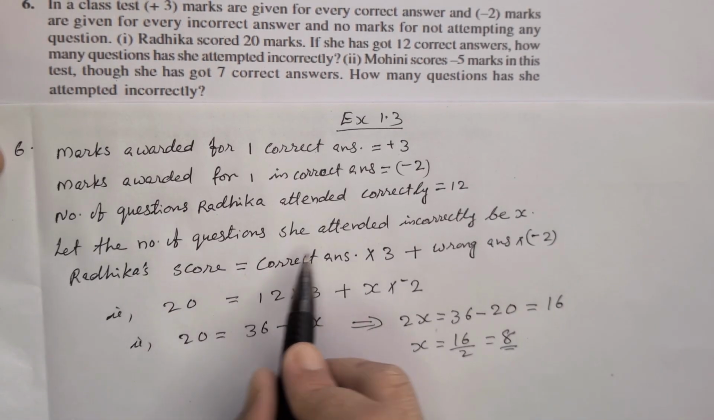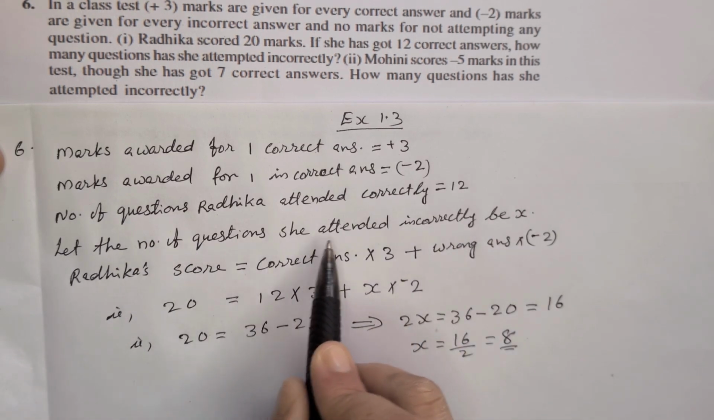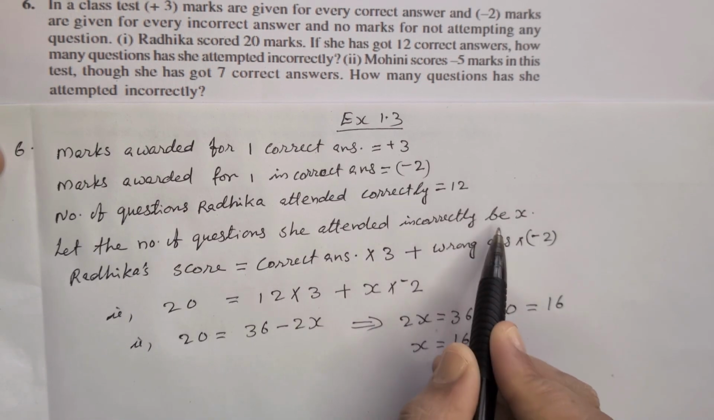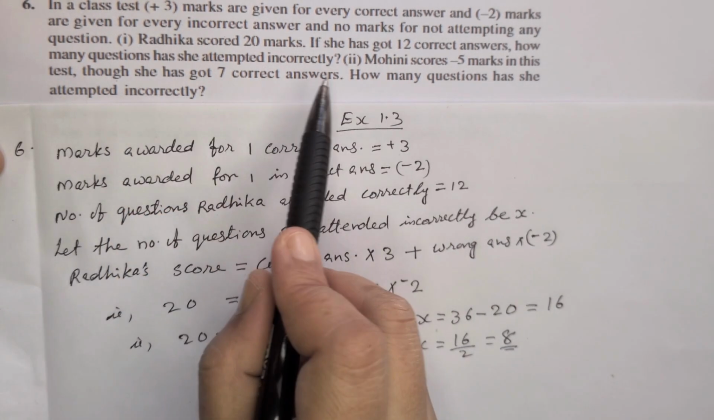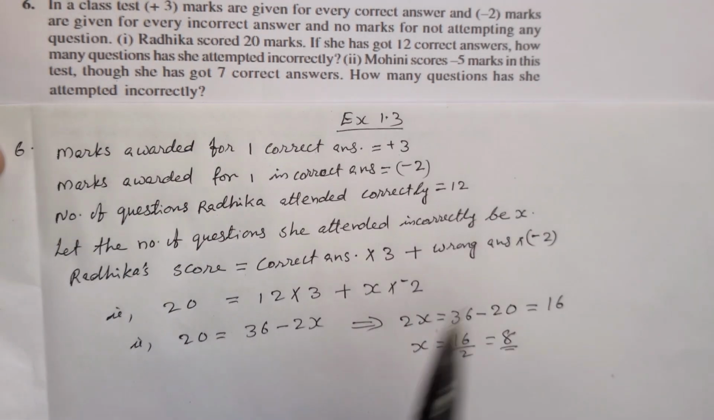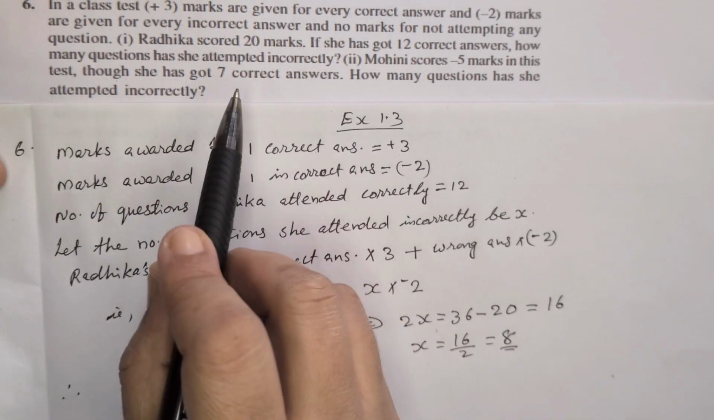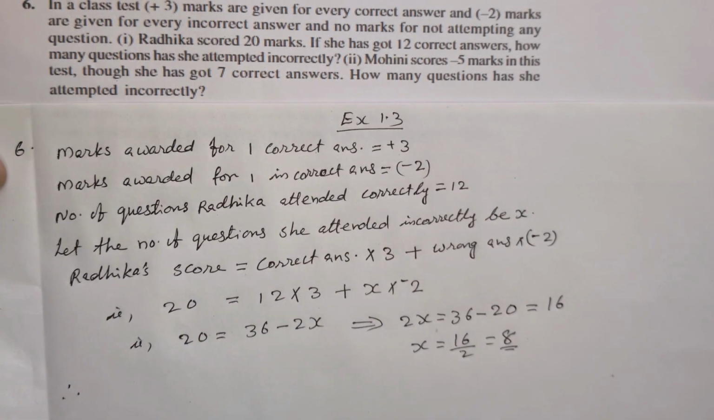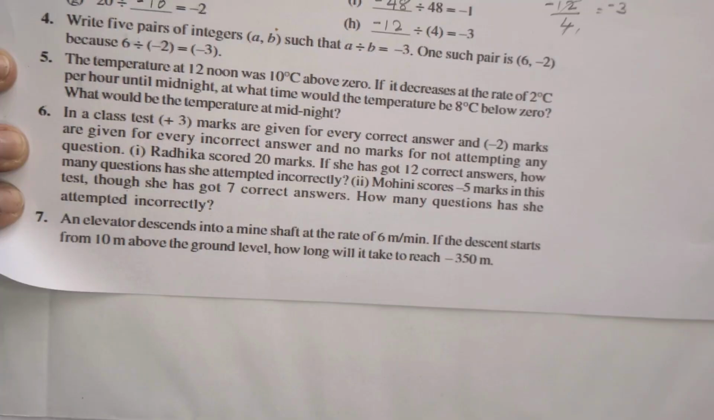x means the number of questions she attempted incorrectly. So that's the question: how many questions has she attempted incorrectly? Now we got the answer: 8 questions she attempted incorrectly.